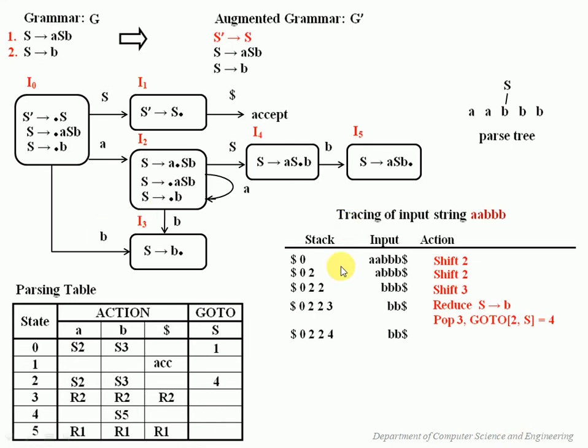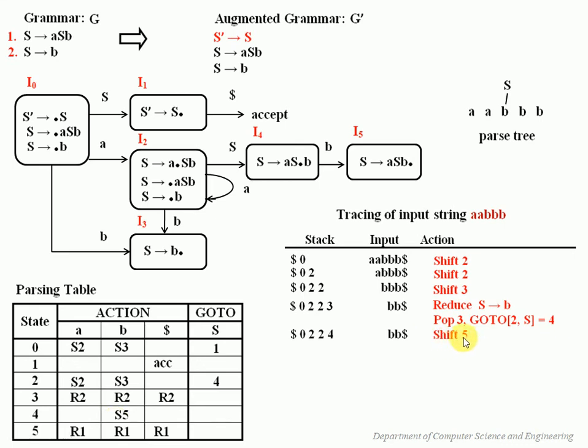Okay. So 0, 2, 2, 4, and the input doesn't have any change. Whenever you do a reduction operation, these are the things that need to be taken care of. Now again the same thing: the new top is 4, so 4 on B, you have to check it here. 4 on B is a shift operation to the state 5. So it is shift 5 here.